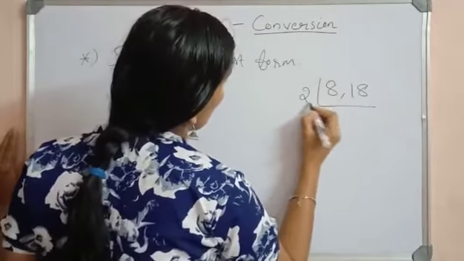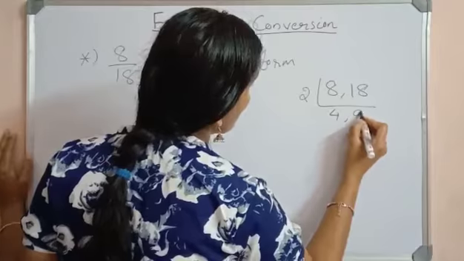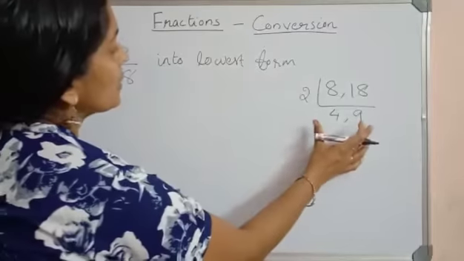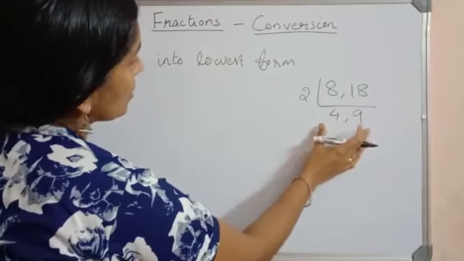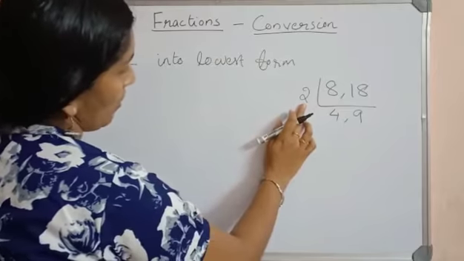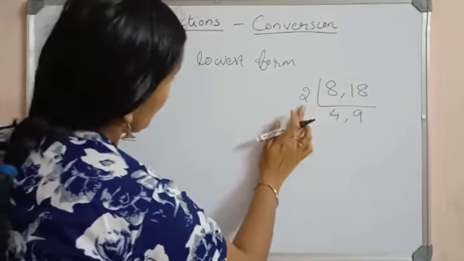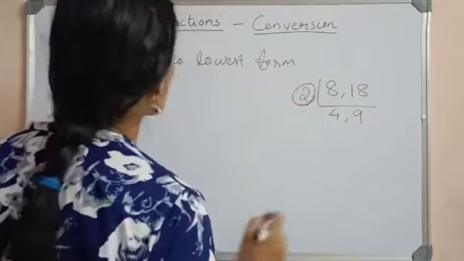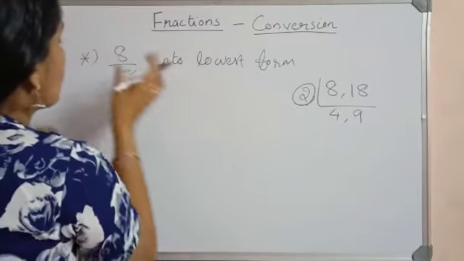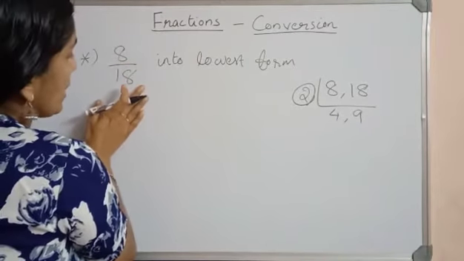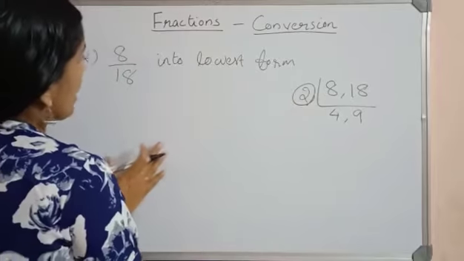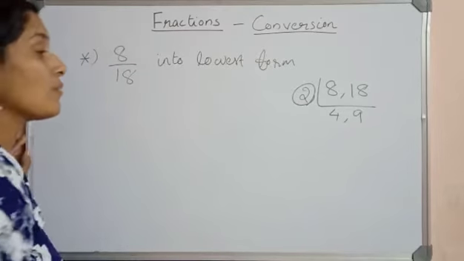So with 2, if you divide, you get this as 4 and 9. Now further simplification is not possible because there is only 1, 2 was common. So we are getting the HCF as 2 here. HCF is 2. We have to divide both the numerator as well as the denominator with the HCF. We will get the lowest form of the given fraction.